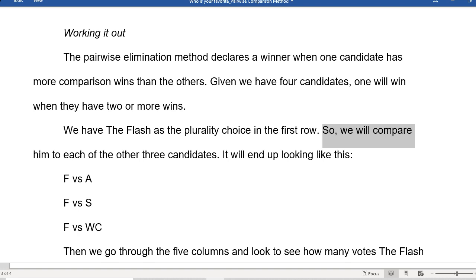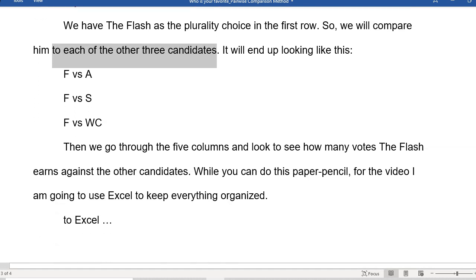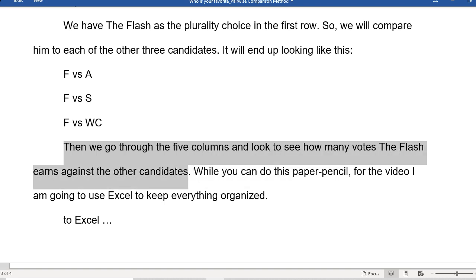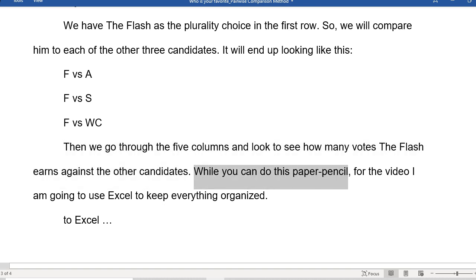So we will compare him to each of the other three candidates, right? And so it's going to look like this. Just taking that first column, we'll have Flash versus Arrow, Flash versus Supergirl, and then Flash versus White Canary. We're going to go through the 5 columns and look to see how many votes the Flash earns against Arrow, and then how many votes Flash earns against Supergirl, alright? And then how many he earns against White Canary. And again, you can do this on paper and pencil. But for the video and to help keep everything organized, I'm going to use Excel, right?